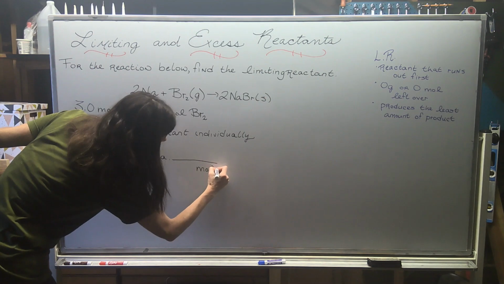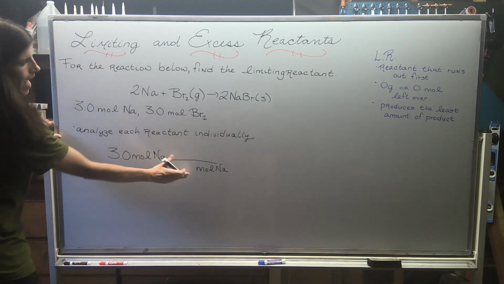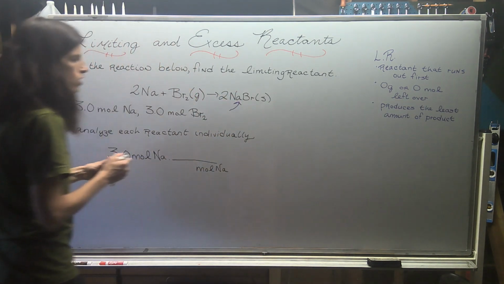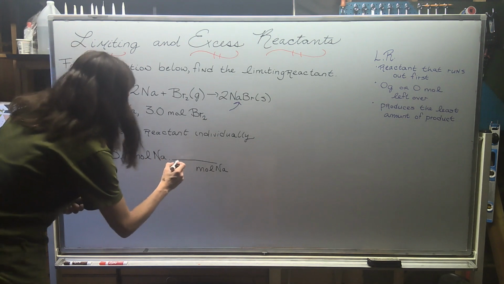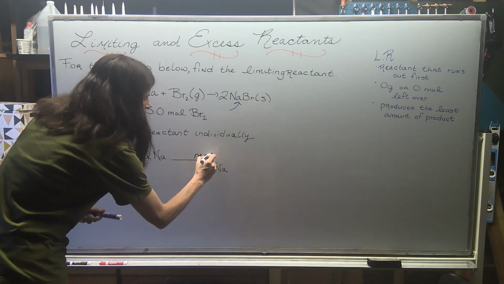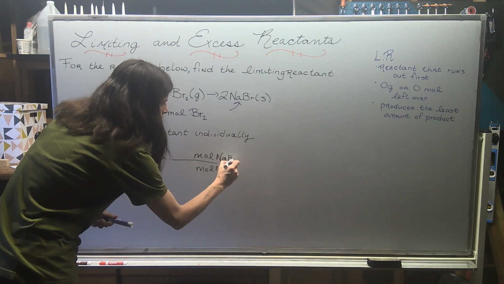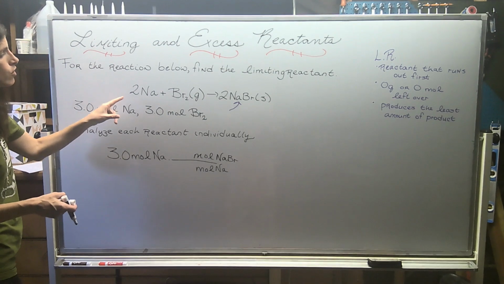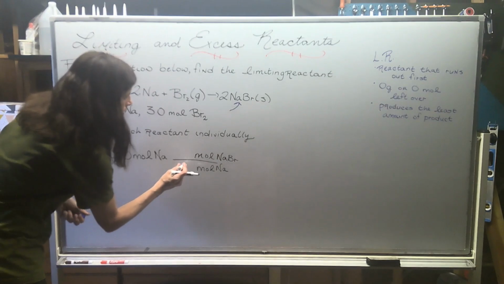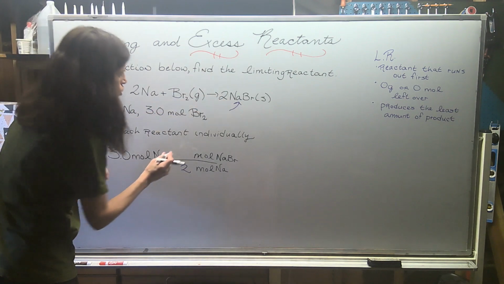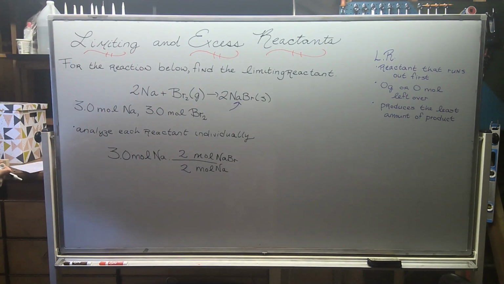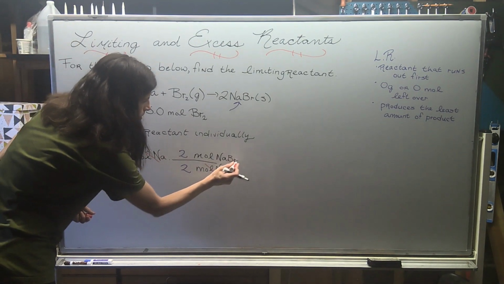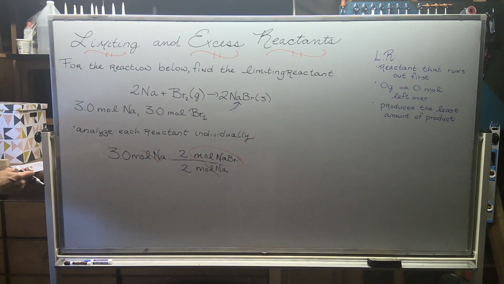And you want to get rid of moles of sodium. So you put that in the denominator. And we're interested in how much of this product we can make from our 3 moles of sodium. So I'm going to put moles of sodium bromide in the numerator. Remember, at this point, because it's a mole-to-mole conversion factor, I need to grab those coefficients. So I have a 2 in front of my sodium and a 2 in front of my sodium bromide. Moles of sodium cancel with moles of sodium, and I'm left with moles of sodium bromide.